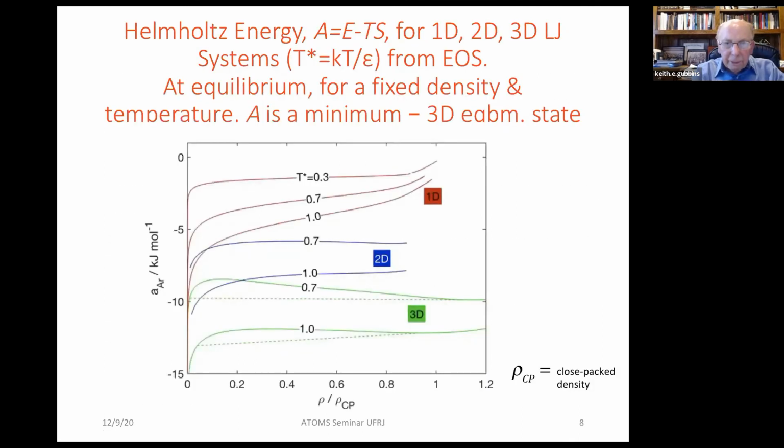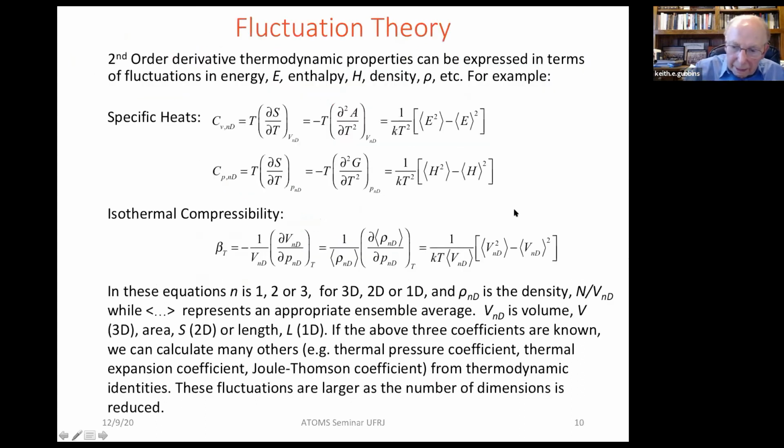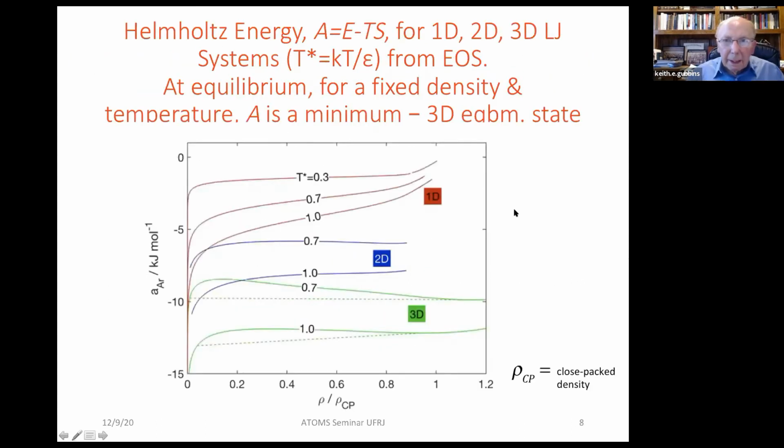So I'll show first some results for the thermodynamic potential. So this is the Helmholtz energy. Okay, so at the top here, we have a one-dimensional system. This is Lennard-Jones at 3 different reduced temperatures, 1, 0.7, and 0.3. There are no phase changes because it's 1D. And so these curves show that the single phase is completely stable.